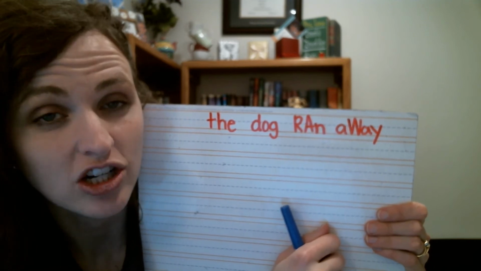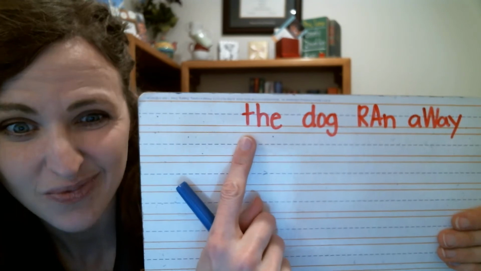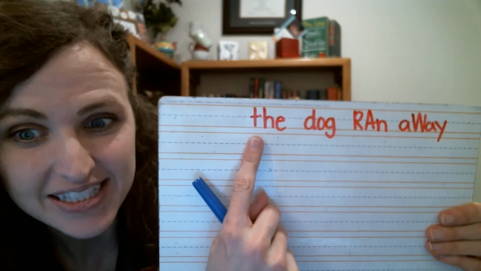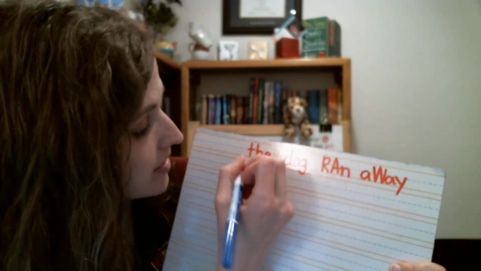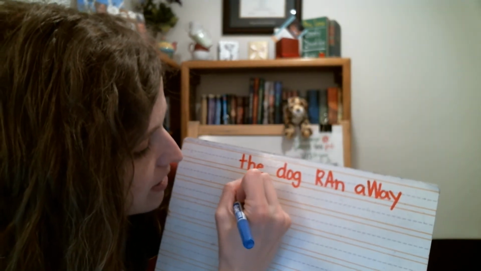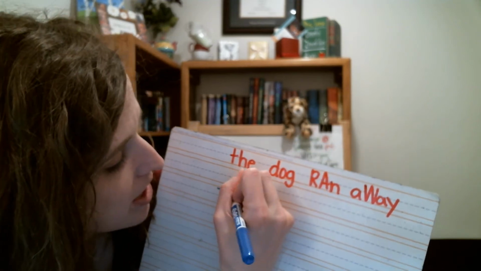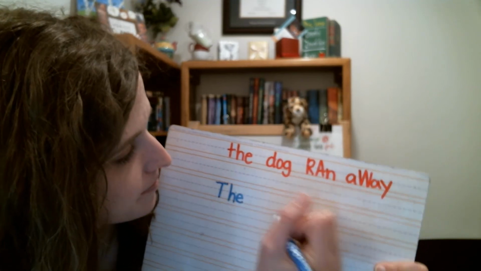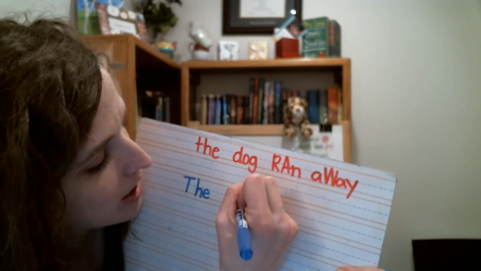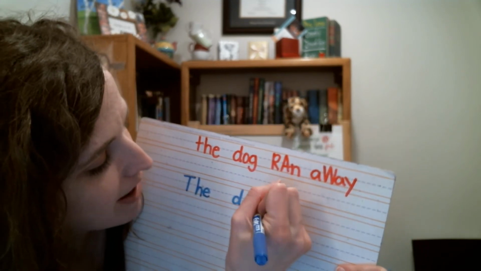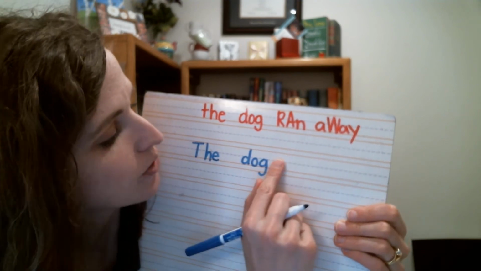Every sentence starts with a capital. Does this sentence start with a capital? No, we better fix it. This sentence has mistakes. I'm going to fix my sentence. It needs a capital right here. Now I can write the rest of the word. The. I don't want to forget my space, and now I'm going to write the word dog. Dog looks just right, so I can copy it down. The dog, let's leave a space.